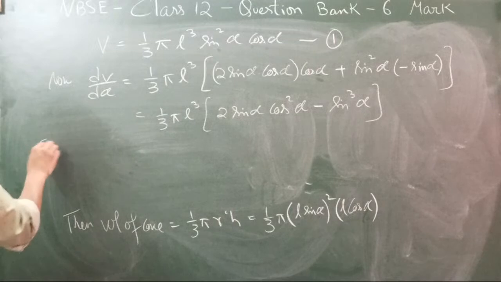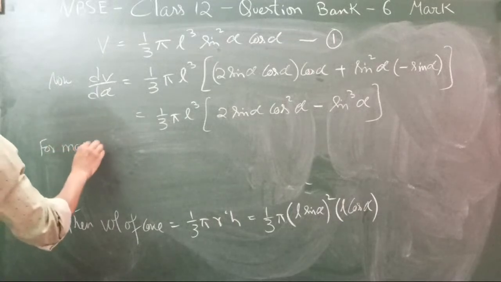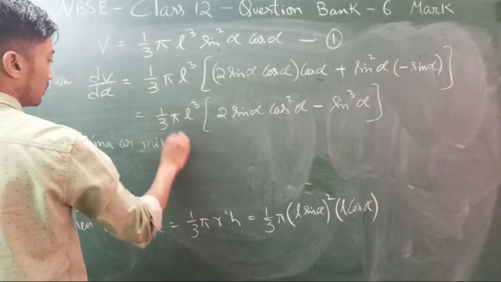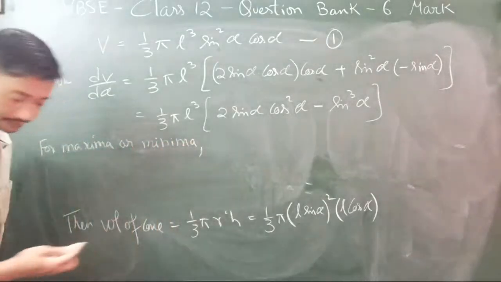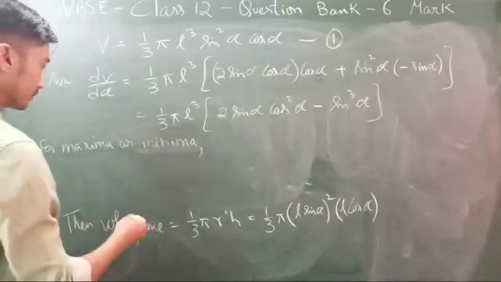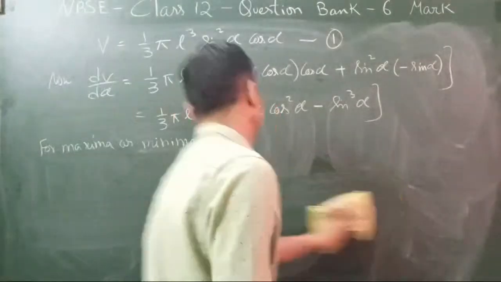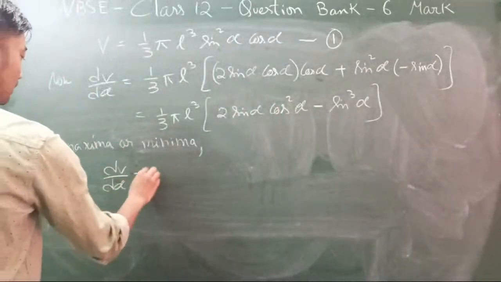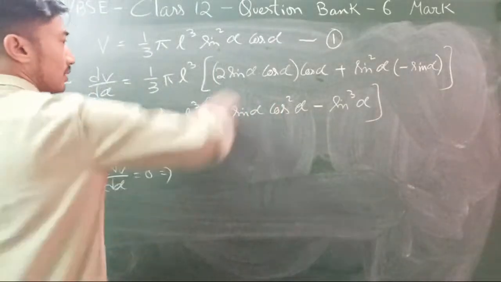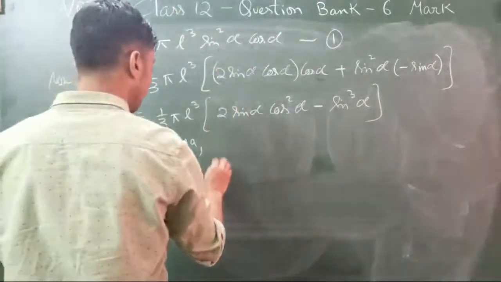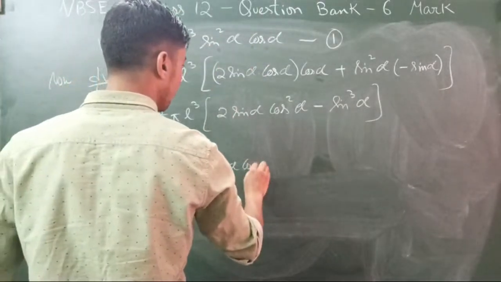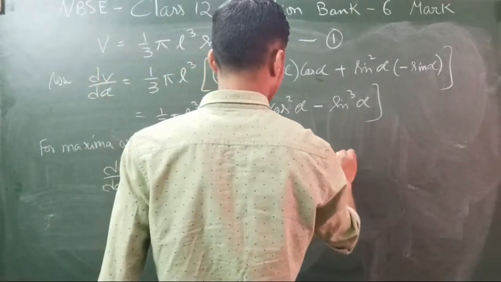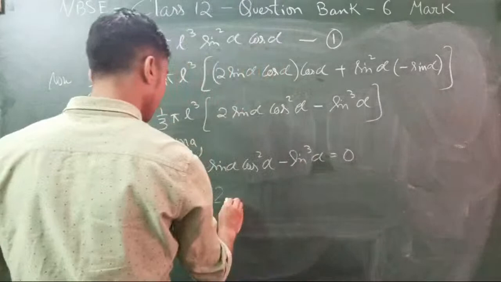So what shall we do? For maxima or minima, dV by d alpha, the first derivative, should be equal to 0. So this one equal to 0, done. I'm just doing it directly. 2 sine alpha cos square alpha minus sine cube alpha should be equal to 0.